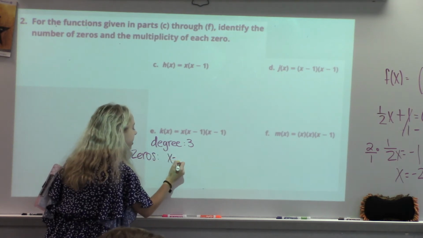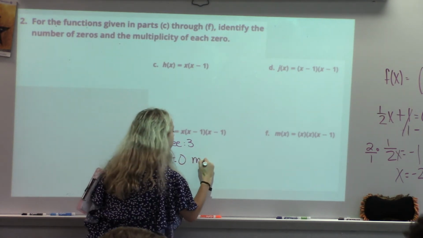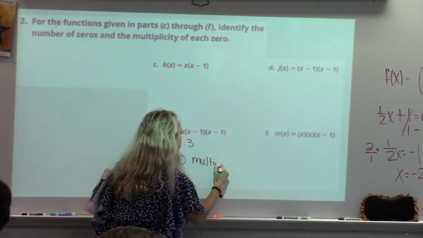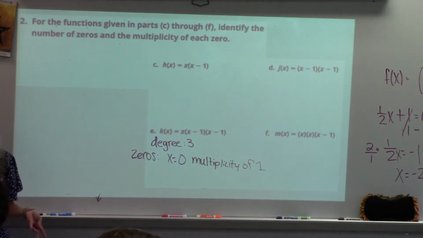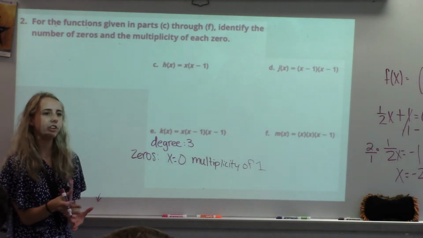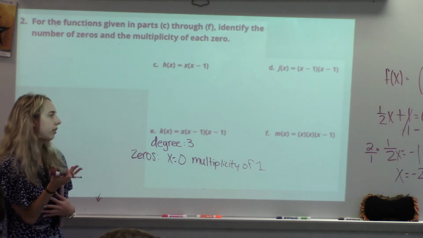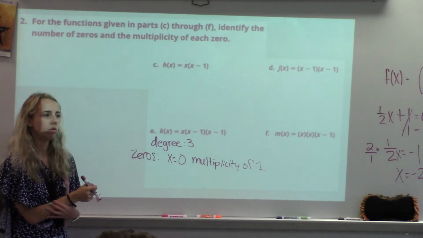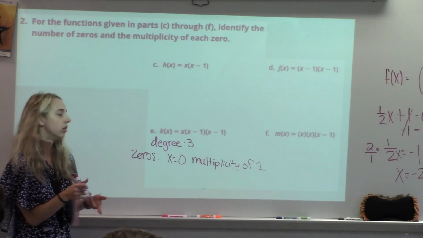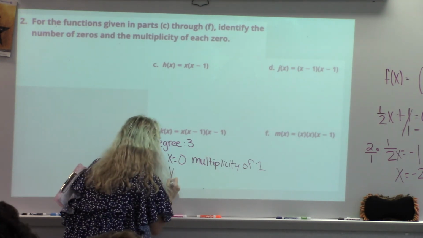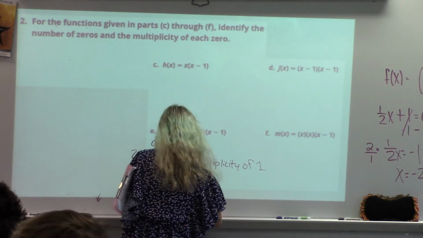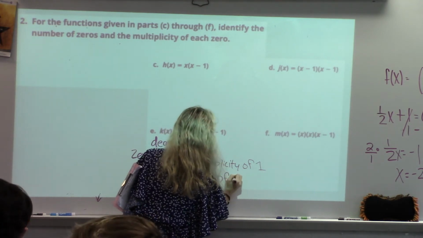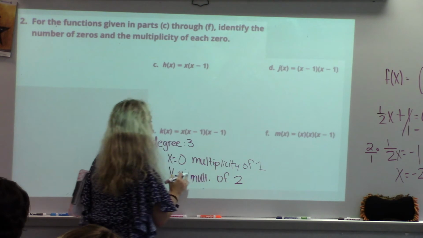So you can say that x equals 0 with a multiplicity of 1. Okay? What's my other 0? X equals 1 with multiplicity of 2. Do you guys see where he's getting that from? Yes. So, Jesus, why does this one have a multiplicity of 2? Because we have it twice. Okay? So x equals 1, not 2, with a multiplicity of 2.